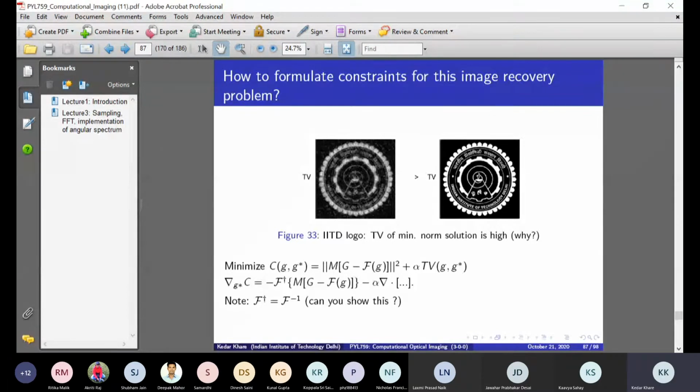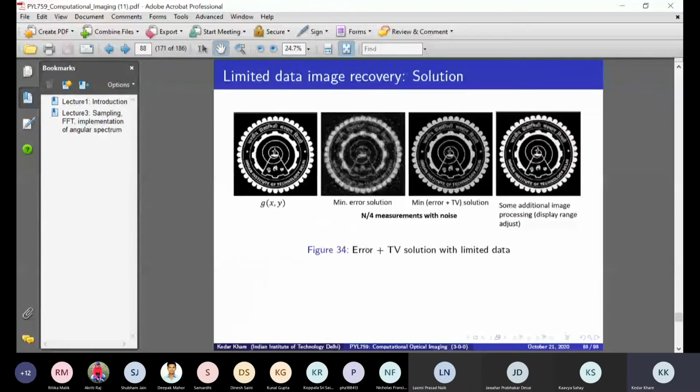And if I solve this problem, I see something very interesting that I am showing you. Okay. So I had my GXY, and then I have the minimum error solution. And if I solve for the minimum error plus TV solution, I get something really nice compared to the minimum error solution. Although since I had added some noise on the data, I found that for some alpha that I was using, there were a few pixels which were a little bit brighter.